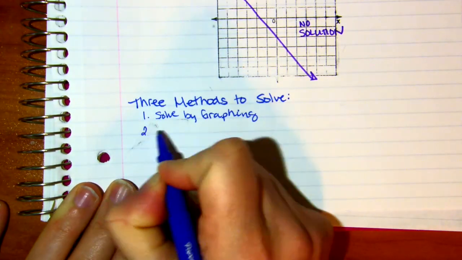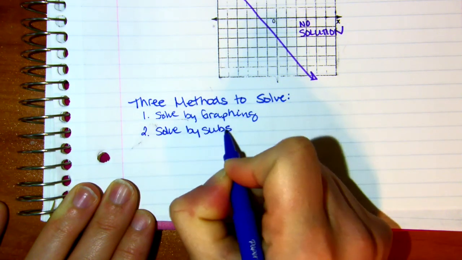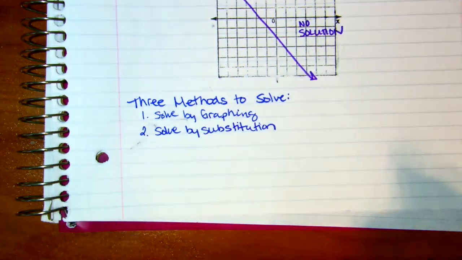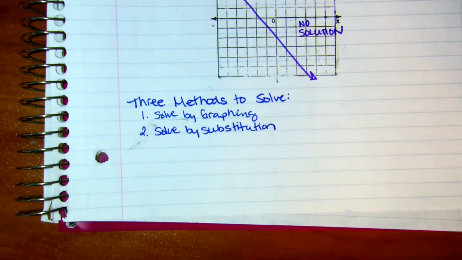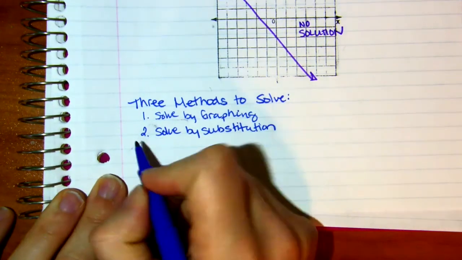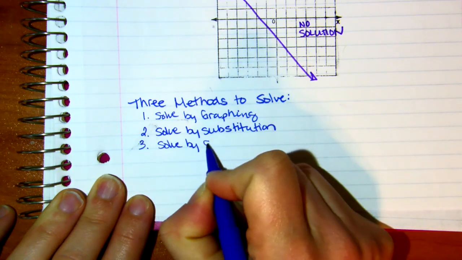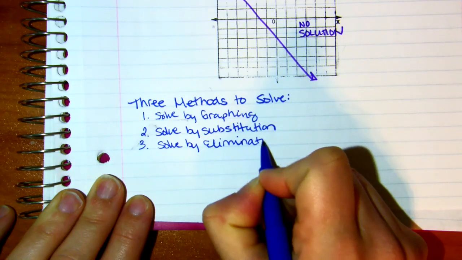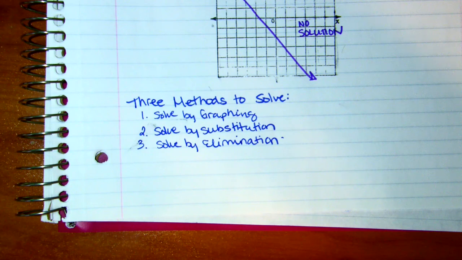We can solve using substitution, just like we did before. That would be where we set it up so y equals something and then substitute that into the other equation. I'll do an example of that in a minute. And we can also solve by elimination. Those are our three methods that you can do.